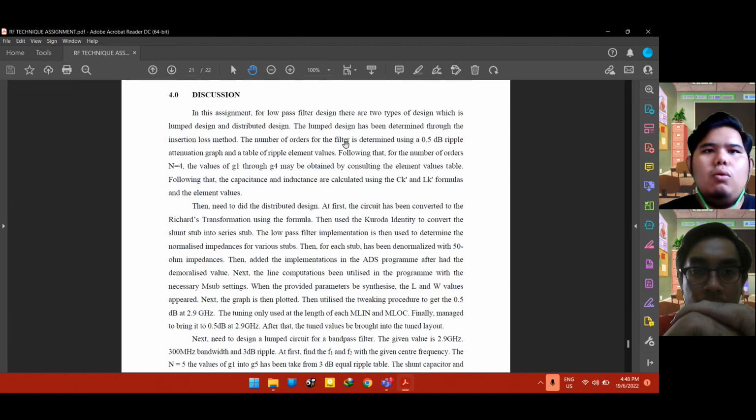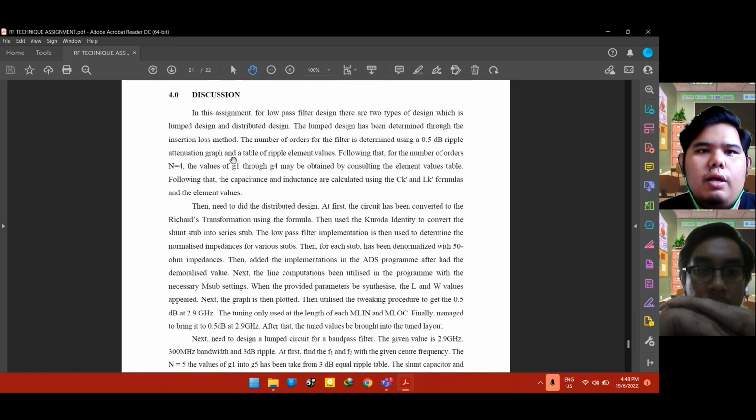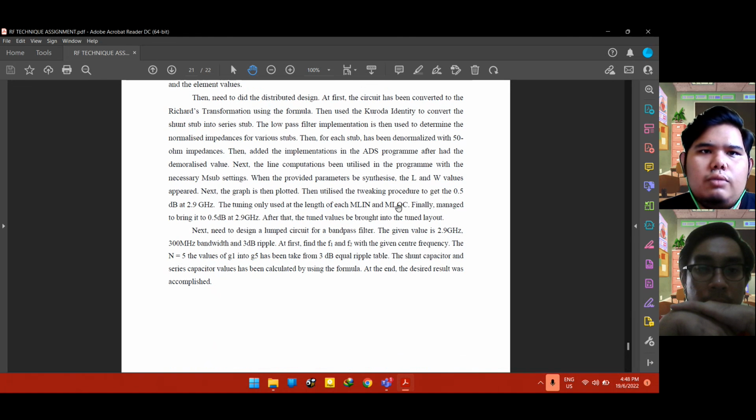And so we have already done the task for the low pass using the 0.5 dB ripple. We refer to the 0.5 dB ripple graph and table of ripple element values for the low pass filter, and we get the order number of 4. So we use the values of G1 to G4 for the low pass. Next we design the distributed design. Then we use the Kuroda identity to convert the shunt stub into series stub.